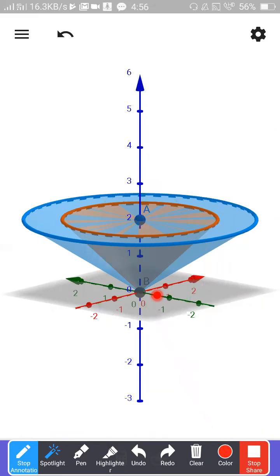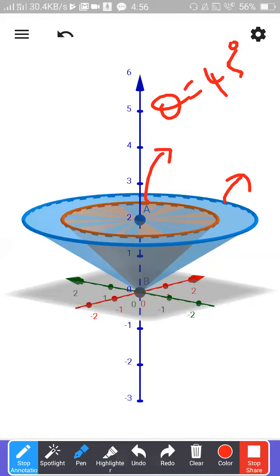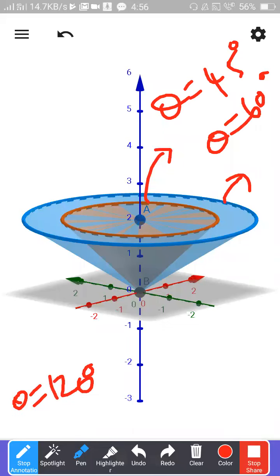Yes, now please note down in your notes also, this is theta equal to something around 45 degree, this can be something around 60 degree. Now I am going to draw a cone with the theta of 120 degree. I am not saying this is exactly 120 degree, but if it is 120 degree, what will happen? Similar to that.